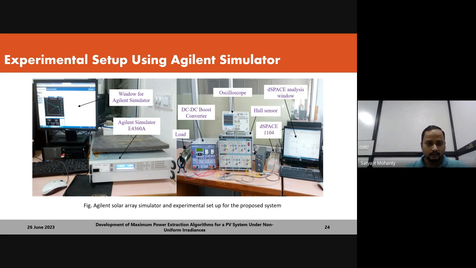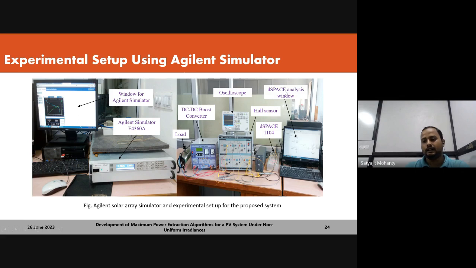You can see this is the output. These are the hardware applications of the things which I showed. In the bottom, you can see VMP, IMP, VOC, ISC, everything. You can see my cursor over here, so it's clearly displayed. And these are the patterns. This is the PV curve, and the above is the IV curve, which is reflecting multiple peaks. This experiment has been carried out for partial shading conditions.